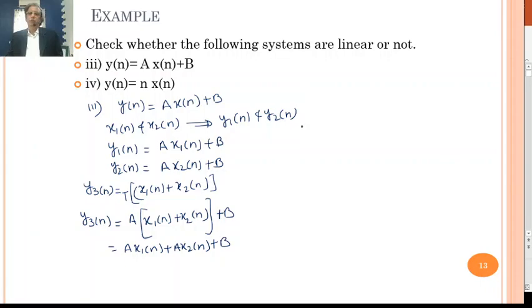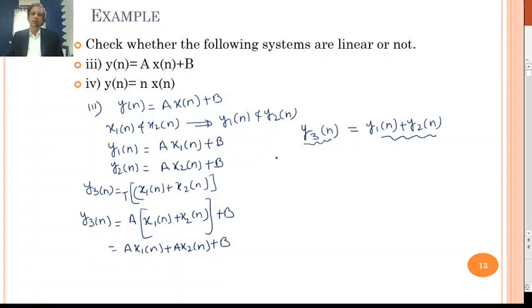Now using this superposition principle to check whether the system is linear or not linear, we will verify whether the left hand side and the right hand side are equal. That is, y3(n) equals y1(n) plus y2(n), the response due to the individual inputs, and the overall response due to this combined input x1(n) plus x2(n).